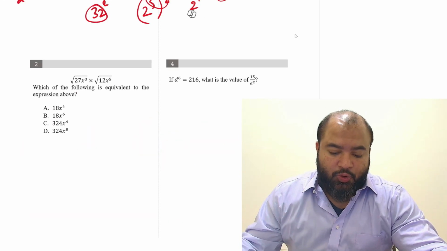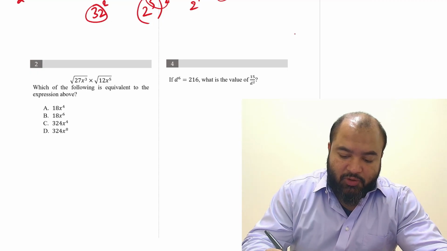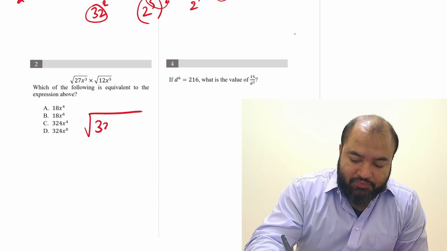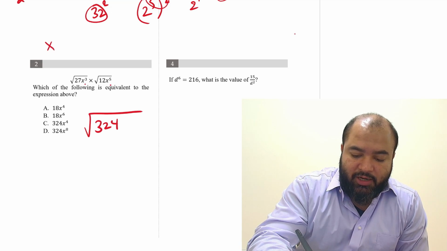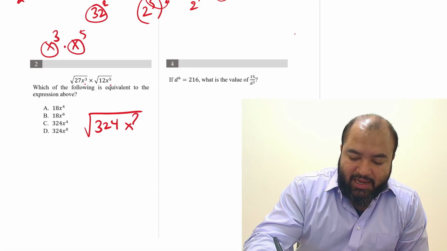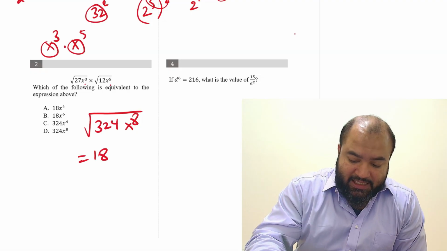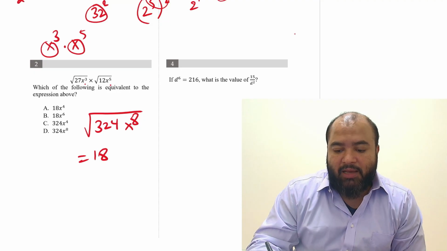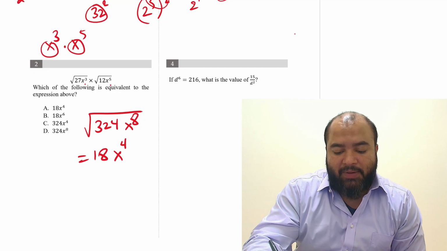So question number 2. We're multiplying radicals. So 27 times 12, you can use a calculator, that would be 324. And if you multiply x^3 with x^5, remember I talked about it. When you multiply and they have the same base, you keep the base and add the power. Now the square root of 324 is going to be 18. But x^8, when you square root a power, it becomes half. So x^4. Okay, so square root will make the power half.